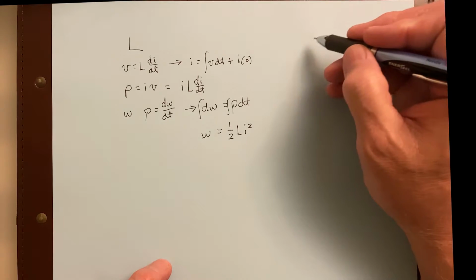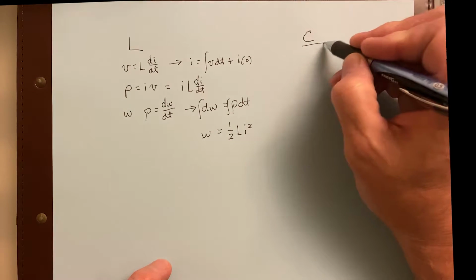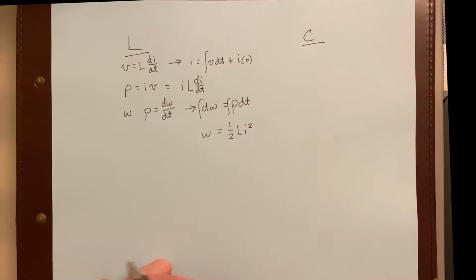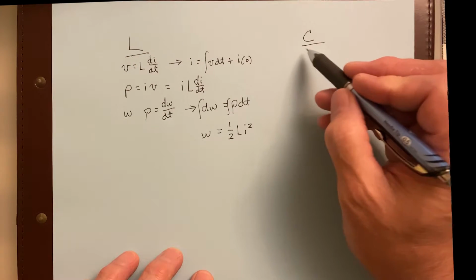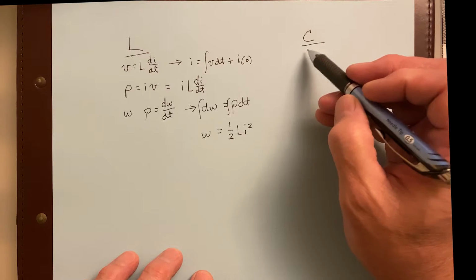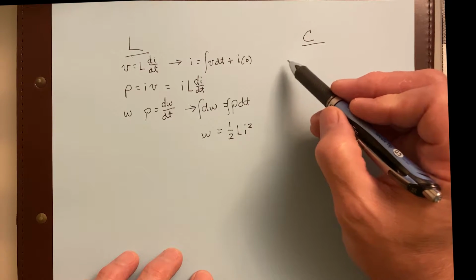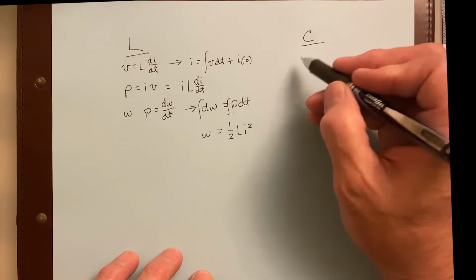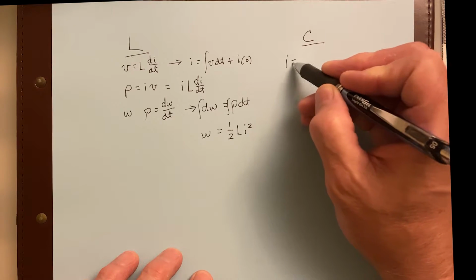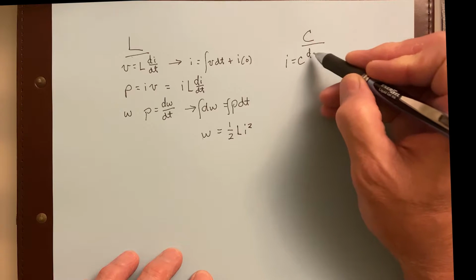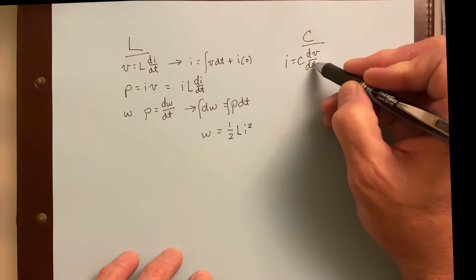Now you can say the same thing for capacitors. So let's say we have C for capacitor. We just did L for inductors. The same kind of relationship exists. That's a first-order differential equation for the relationship between voltage and current for the capacitor. So I equals C dV/dt.